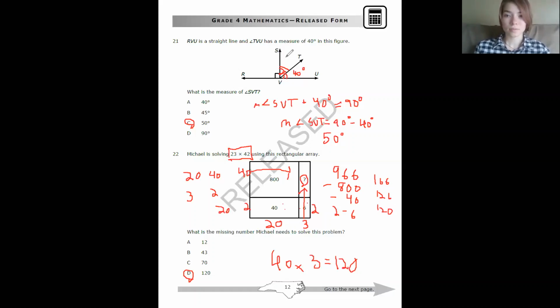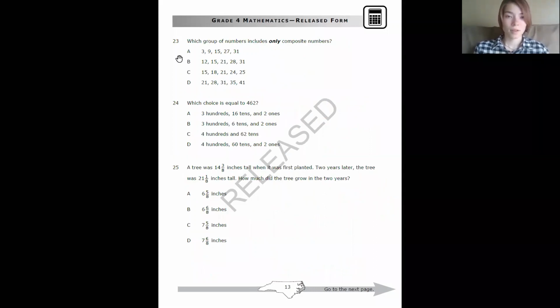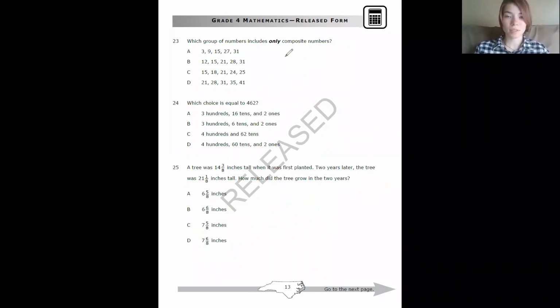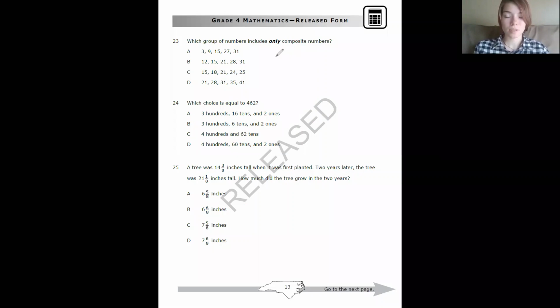All right. Number 23, which group of numbers includes only composite numbers? Here it's important to know what a composite number is. A composite number is a number that has factors other than 1 and itself.